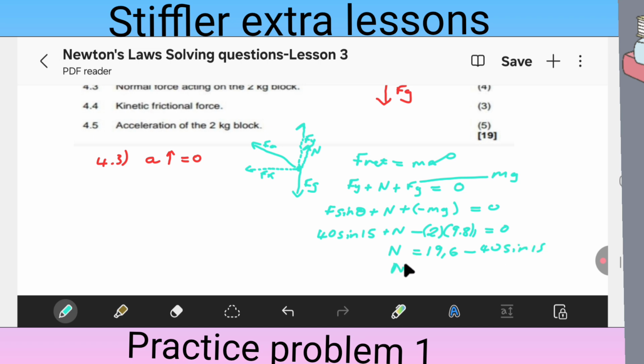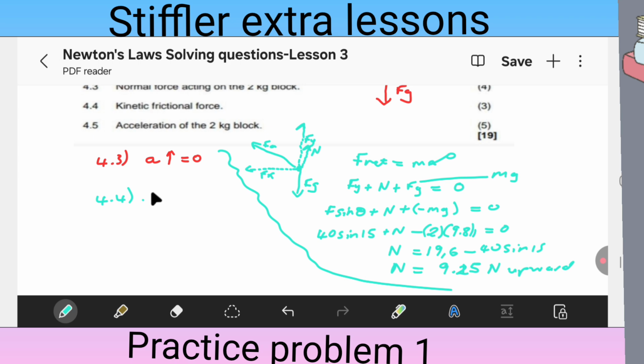So now this makes our normal force 9.25 newtons, which is upwards, just like that. So this is our 4.3. So let's go to 4.4 now. So 4.4 is saying calculate the kinetic frictional force.